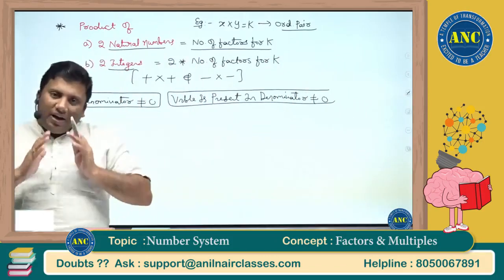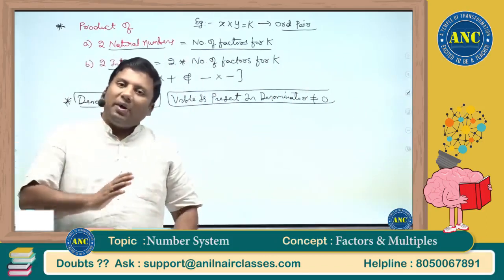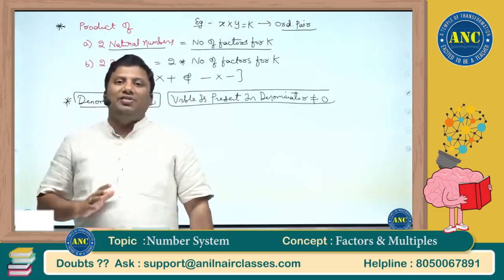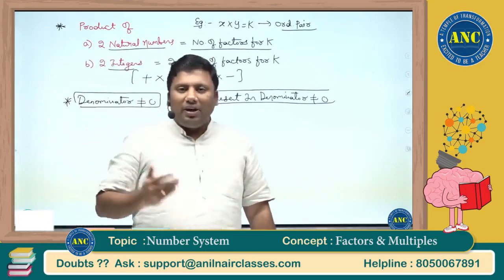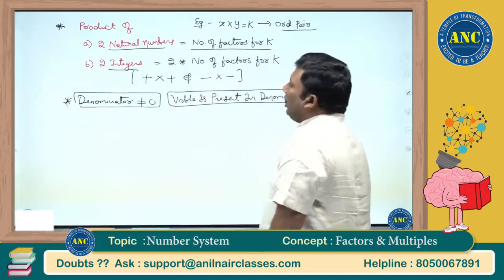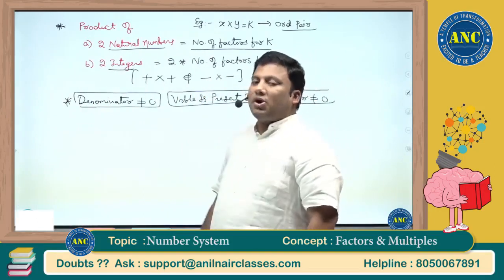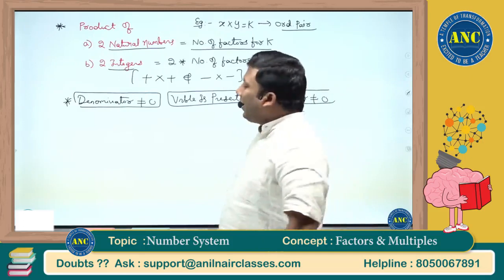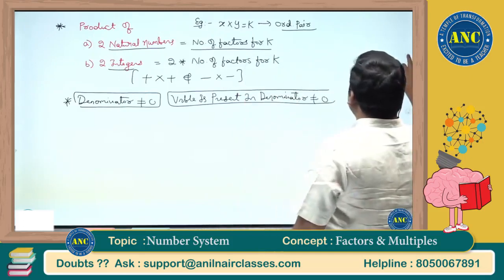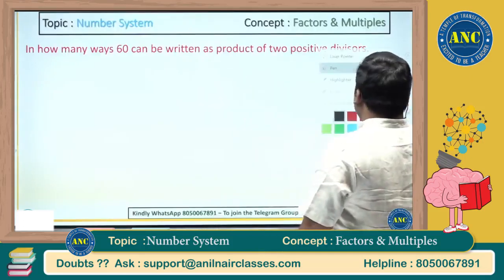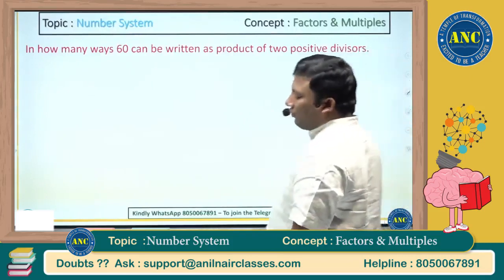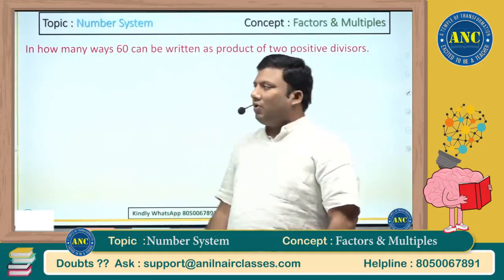Ordered pair, if variables are present, it is an ordered pair. If variables are not present in the question, it is an unordered pair. Then if it is two integers, positive into positive is positive, negative into negative also is positive. One by one we will solve the questions. Slowly, steadily, I will move from the basic level to the advanced level.